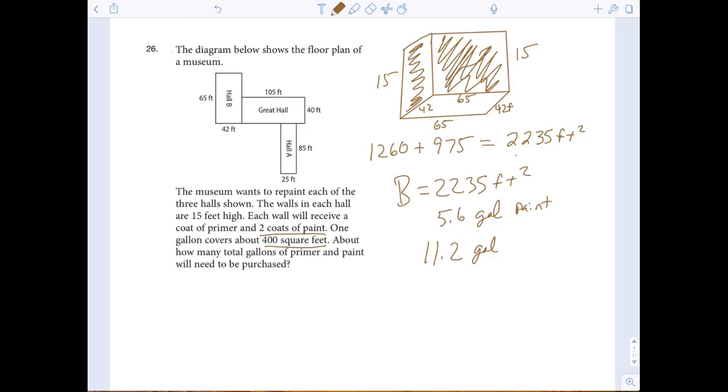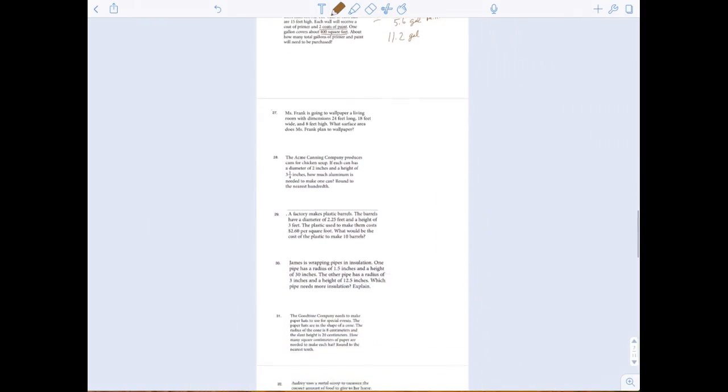Now, I want to continue on because, look, guys, does everybody agree we do the same thing for the great hall and hall A? Well, it's the same kind of thing. I want to move on. So that's just for B. Then you do the great hall, and then you do hall A. And then you add the gallons. We don't have much time, so that's why I'm kind of looking through.